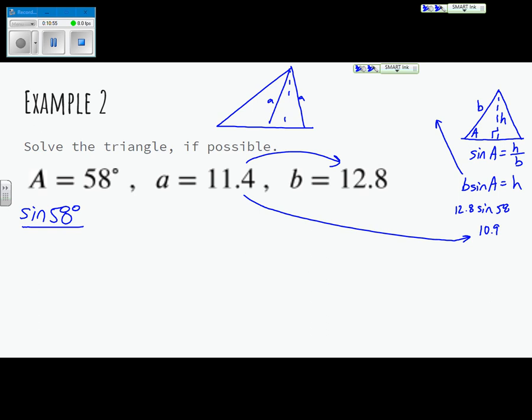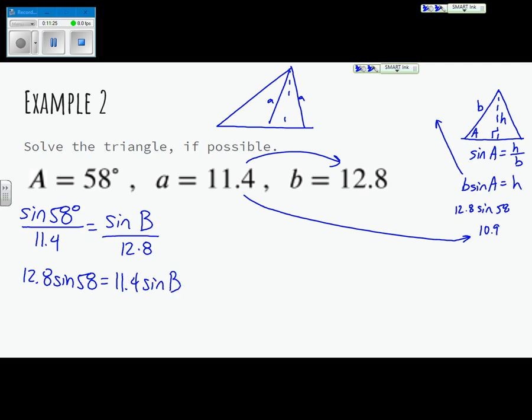I got sine of A over A equals sine of B over side B, 12.8. My 0.8 got a little bit high there, but it's going to work. And I can definitely solve this down for B. I'm going to go ahead and show you this time since it's going to work out. 12.8 sine of 58. Oh, I got on the wrong side. It'll work. 11.4 sine of B.